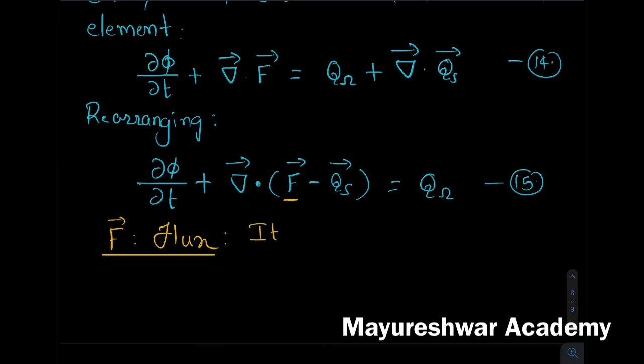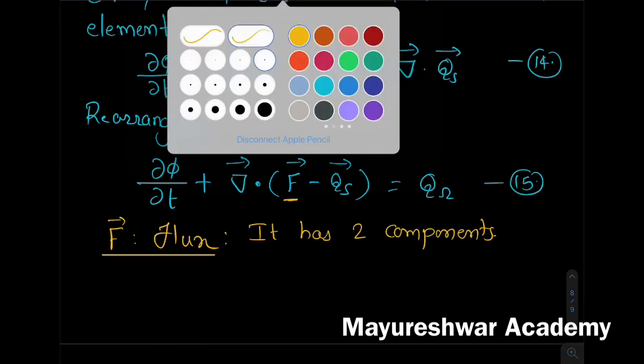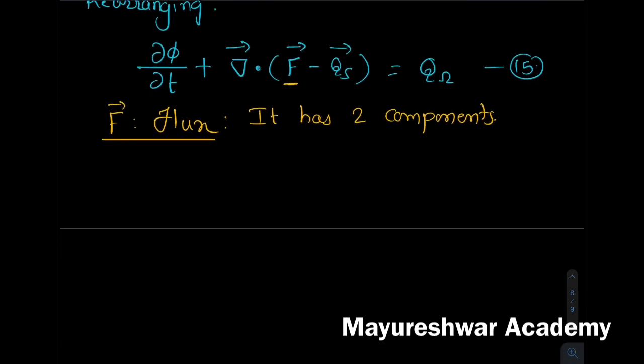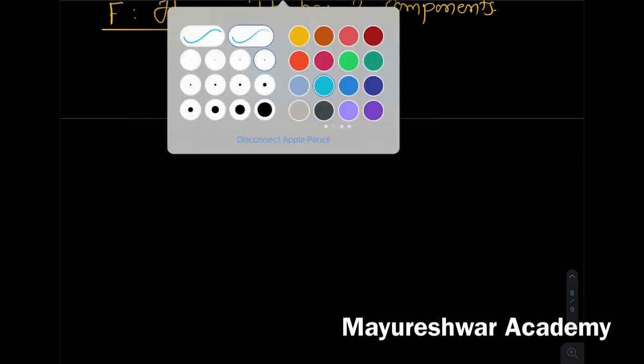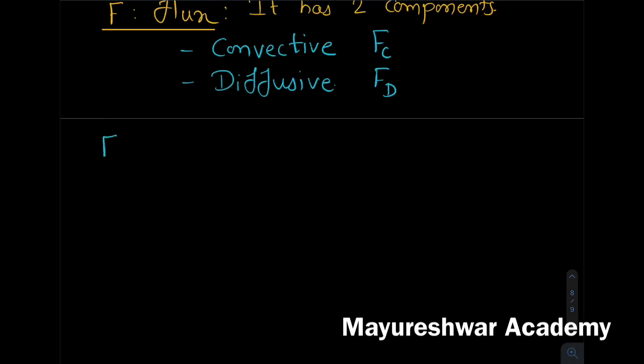Now this term will have two components. The first part is the convective flux, and the second is the diffusive flux. Let us call them fc and fd bars because they are vectors. So fc bar is the convective flux.